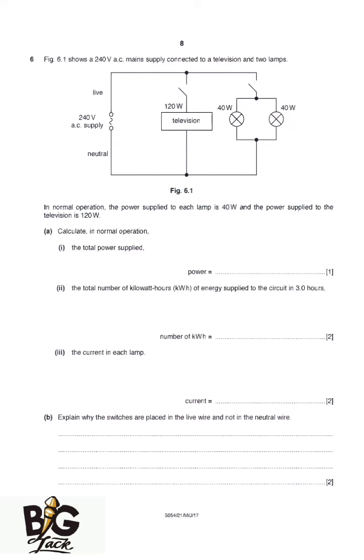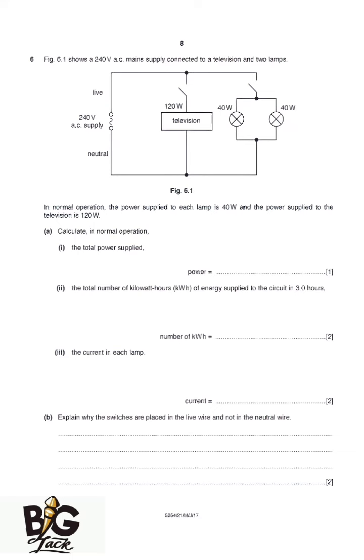I'm going to start with a question on electricity. The question is saying figure 6.1 shows a 240 volts AC. The abbreviation AC denotes what? Alternating current.